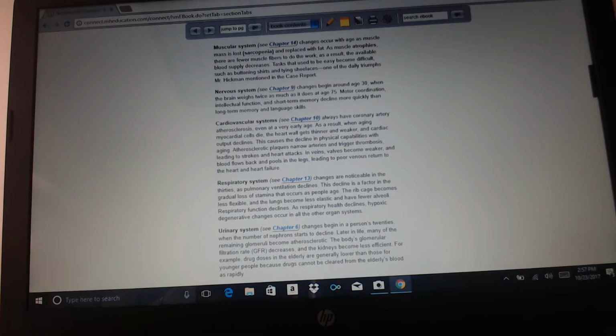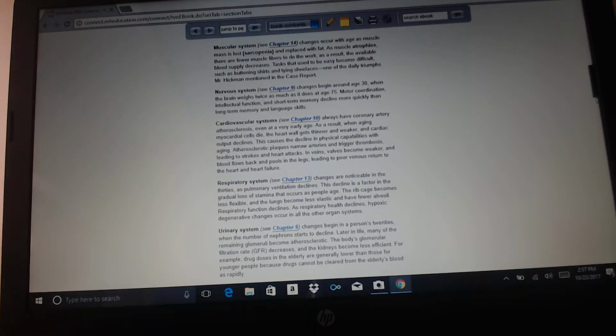Muscular system changes occur with age as muscle mass is lost, sarcopenia, and replaced with fat. As muscle atrophies, there are fewer muscle fibers to do the work. As a result, the available blood supply decreases. Tasks that used to be easy become difficult, such as buttoning shirts and tying shoelaces.